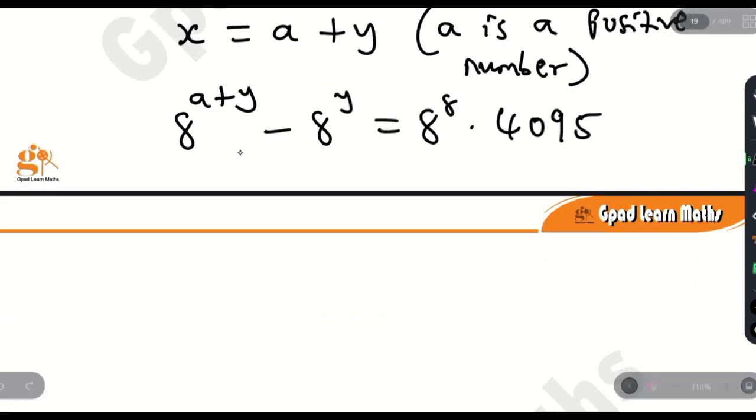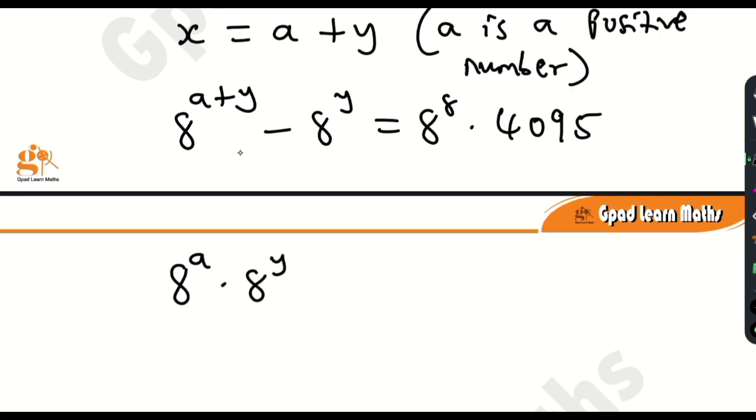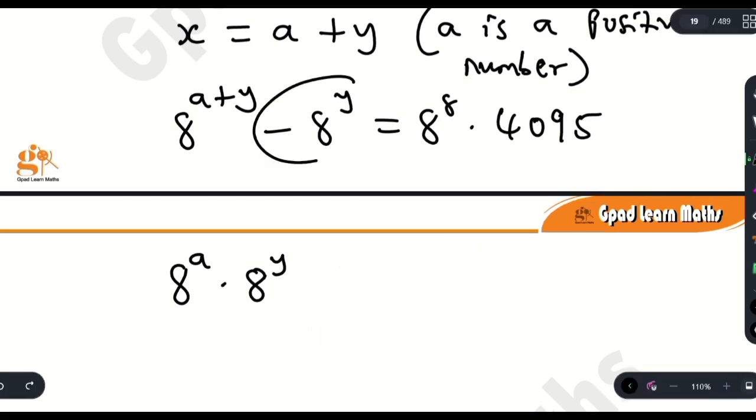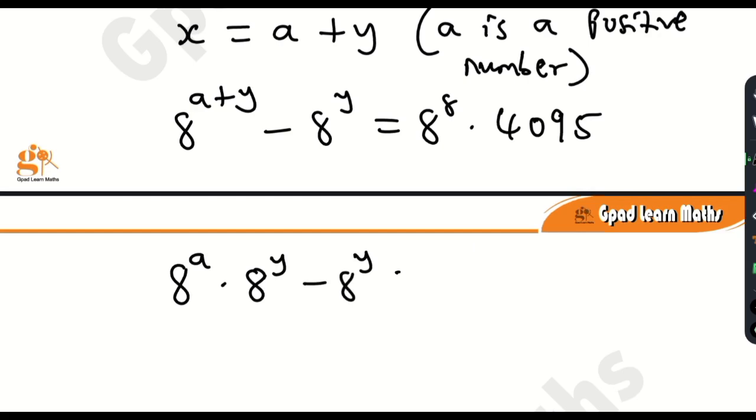A plus y. I can rewrite it like this: 8 raised to the power a times 8 raised to the power y. Because if you have equal bases multiplied together, if you want to group them as one using the law of indices, this can be rewritten as what? 8 raised to the power a plus y, because they have a common base. So you add the exponent. Now let's move on. I'm going to write minus 8 raised to the power y, and this is equal to what? 8 raised to the power 8 times 4095.